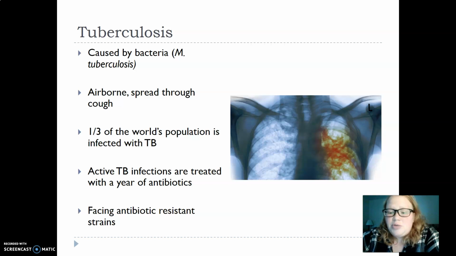If you have an active TB infection, you get treated with a full year of antibiotics, and there's a public health nurse who will come to your house and make sure that you take them, because we are facing antibiotic resistant strains of TB, and we don't want to go back to a time when antibiotics didn't work, right? Because people died, Karen, right? So we want to make sure that we are completing our courses of antibiotics so those antibiotics continue to be effective.